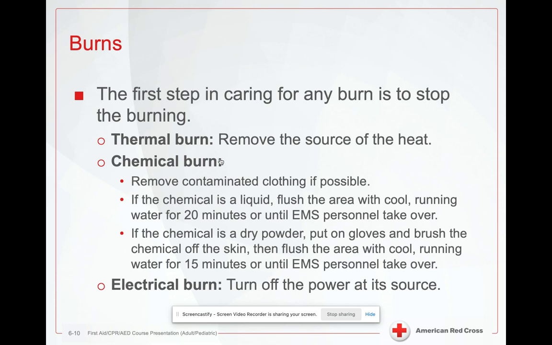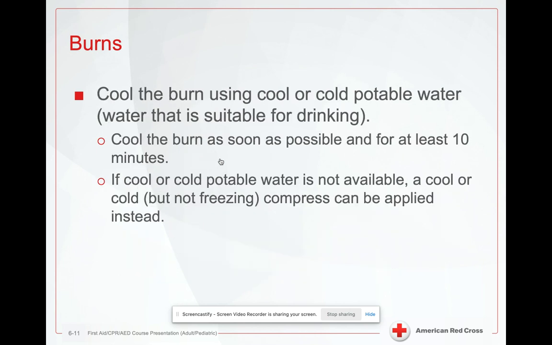If the chemical is a liquid, we want to flush the area with cool running water for 20 minutes or until EMS show up. If it is a dry powder, we want to put on gloves and brush the chemical off the skin. Then we want to flush the area with cool running water for about 15 minutes or until EMS arrive. If it is an electrical burn, we want to turn the power off at its source.